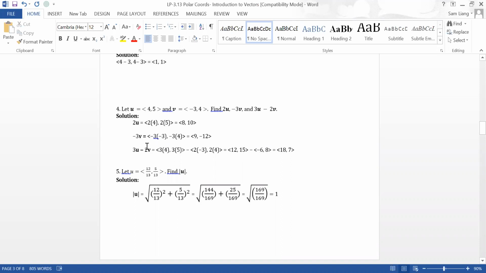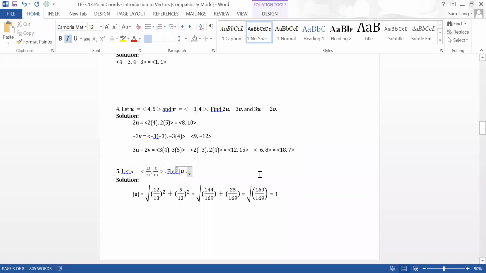So that becomes 2 times each of these. That's 6, 8, and then you subtract. So 12 minus 6 is 6, and then 15 minus 8 is 7. Okay, so that'll be your final answer for that. And then lastly, question 5. Here, we're tasked to find the magnitude of u.